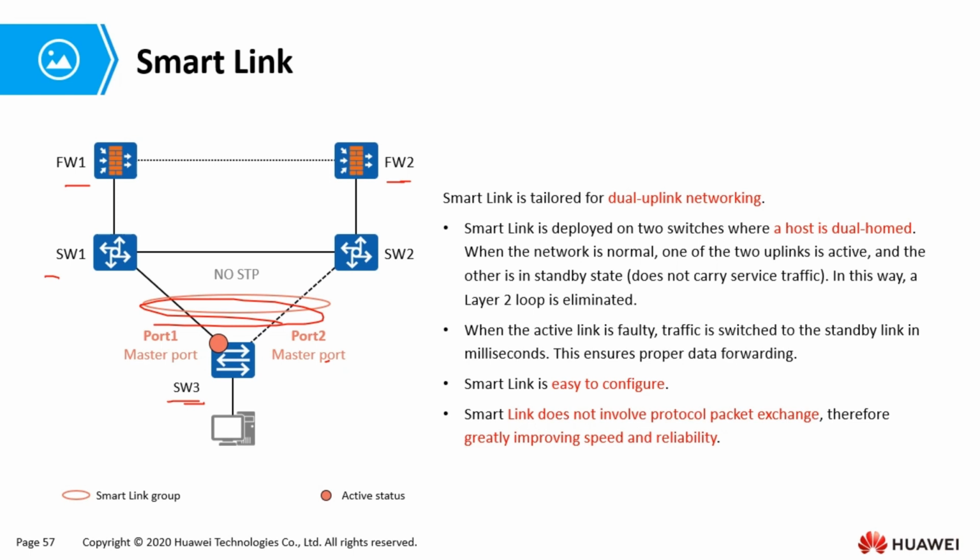So in normal situations, the link on port 2 serves as a backup. Here the dotted line means it's a backup link. If the port 1 link fails, traffic will automatically switch to port 2. So this ensures network reliability and service continuity, by using the Smart Link feature offered by Huawei. And Smart Link is easy to configure. This one is just for your knowledge only.